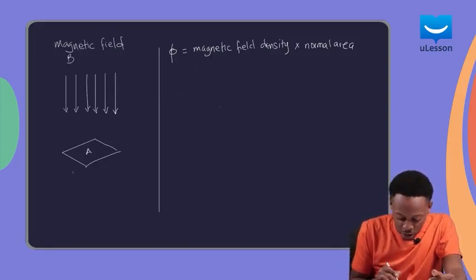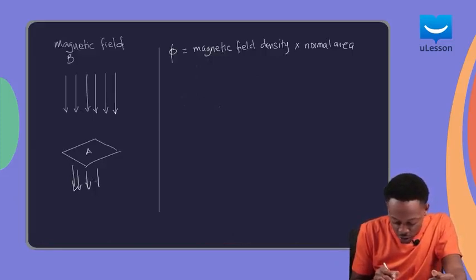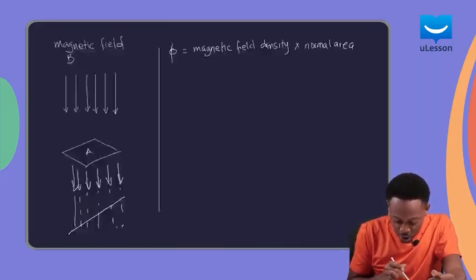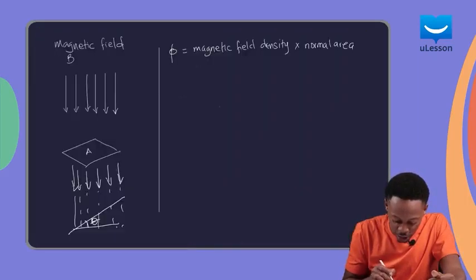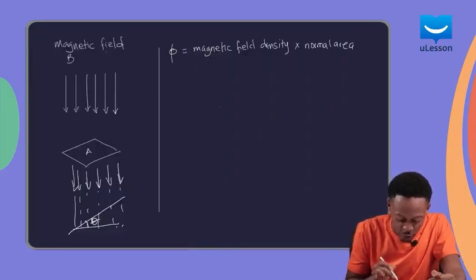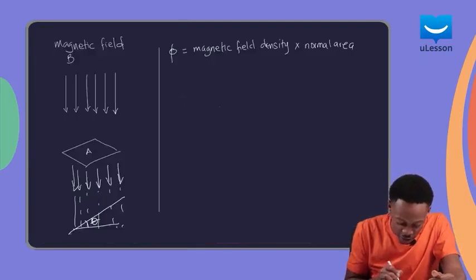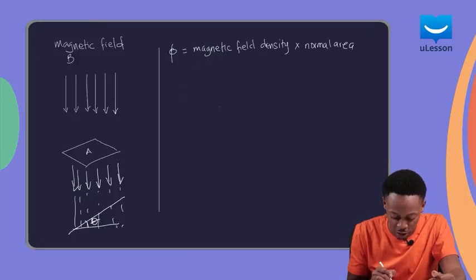So let us say this magnetic field is going like that. Let's look at it from the side. All right, straight lines like that. And we have an area like that, an object that is bent at an angle here, at an angle theta. All right. The magnetic flux will be the product of this magnetic field and the component of the area that is perpendicular to this magnetic field.